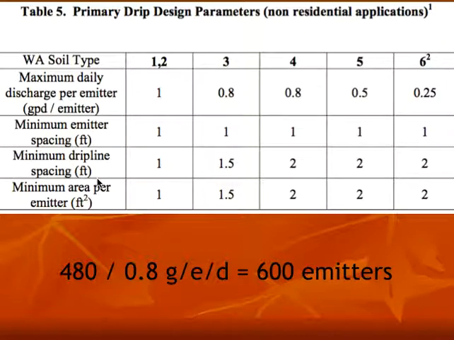In the RS&Gs for subsurface drip in table 5, we have the maximum daily emitter discharge rate per emitter. And we've got our soil type across the top. We're going to select soil type number 4. And in soil type 4, the maximum flow that we can design for per emitter is 0.8 gallons per day. So what that means is we're going to start with our total design flow, or max design flow of 480. We're going to divide that by 0.8 gallons per emitter per day, and that will yield the number of emitters that our system has to have at a minimum. So a minimum of 600 emitters in soil type 4 for a 4-bedroom system.